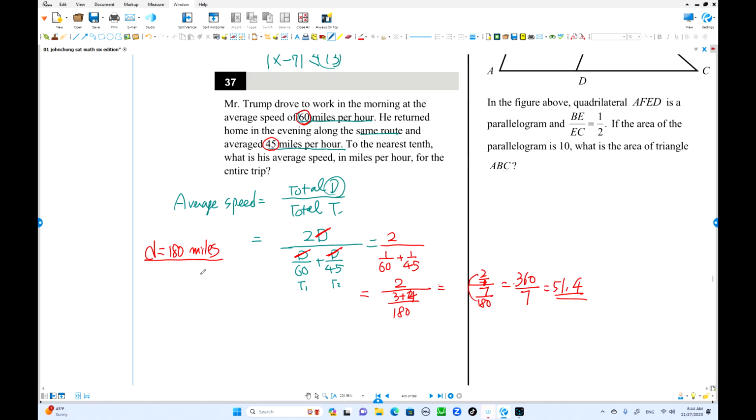So with 180 miles, the total distance is just 360, twice this one. The time in the morning, 180 divided by 60, is 3 hours. 180 divided by 45 is 4 hours. That is the total time, and that is the total distance. So 360 over 7, right? It's going to be the same number, 51.4, okay?